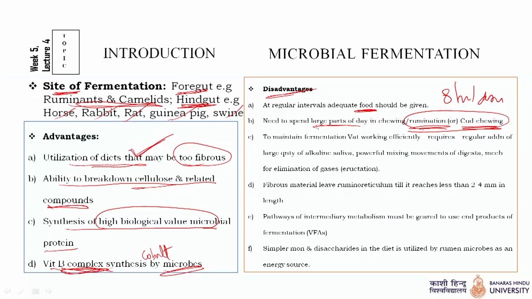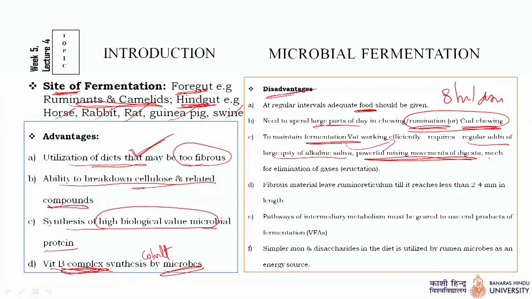Then the rumen is a fermentation vat. Vat means it's nothing but a vessel. So this rumen is acting as a fermentation vat. In order to work efficiently, there are certain requirements, such as regular addition of a large quantity of alkaline saliva, because the saliva of ruminants is rich in bicarbonate ion. That will act as a buffer to neutralize the acids produced in the rumen as a result of the fermentation, such as volatile fatty acids. And then powerful mixing movement of the digesta is required, then only proper digestion will be achieved.